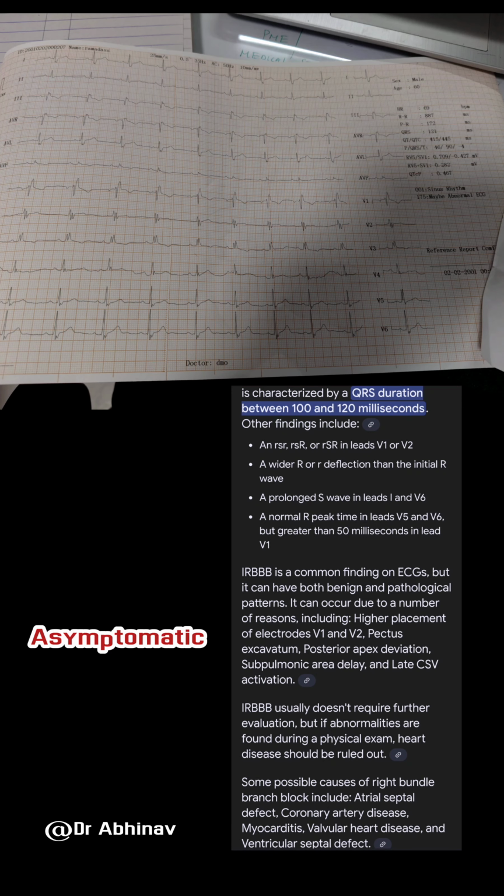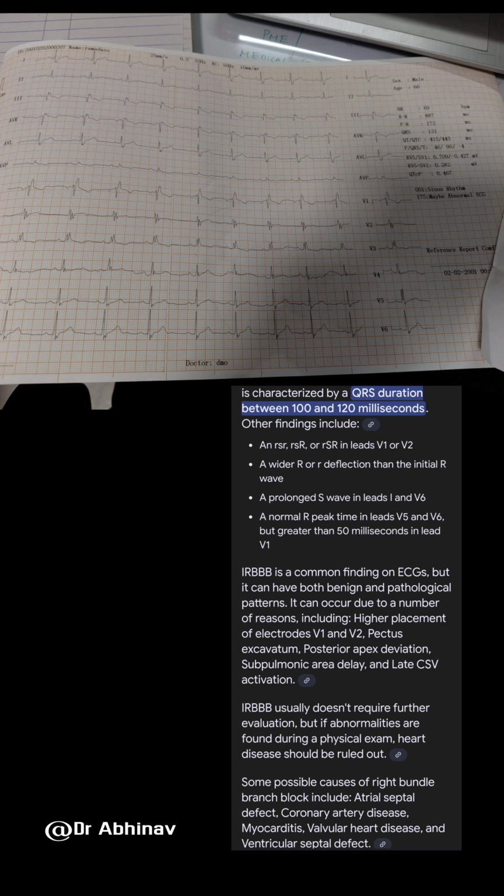Incomplete right bundle branch block is characterized by QRS duration between 100 and 120 milliseconds. Other findings are RSR pattern in V1 and V2, a wider R deflection than the initial R wave, and a prolonged S wave in lead 1 and V6.